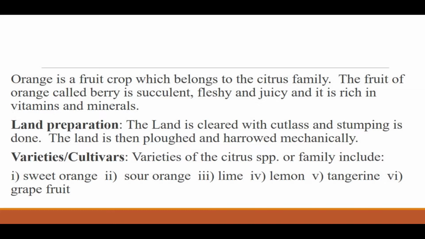Land preparation. The land is cleared with cutlass and stumping is done. Land is being plowed and harrowed mechanically. What are the varieties of orange? The varieties include sweet orange, we have the sour orange, we have the lime, we have the lemon, we have the tangerines, we have the grapefruit.